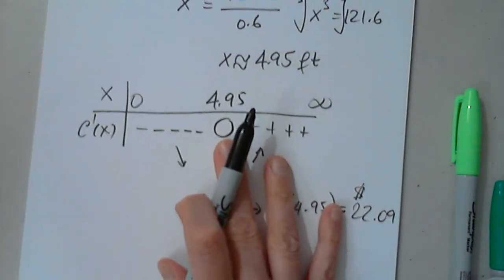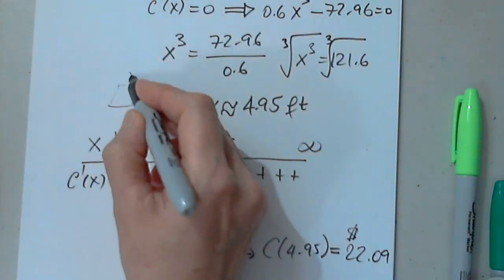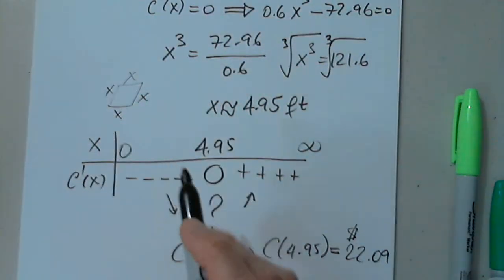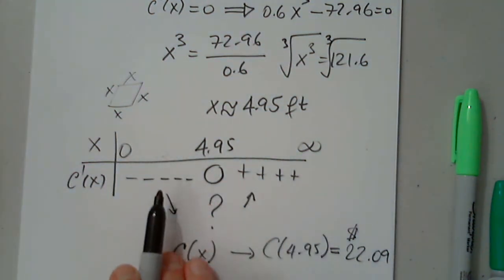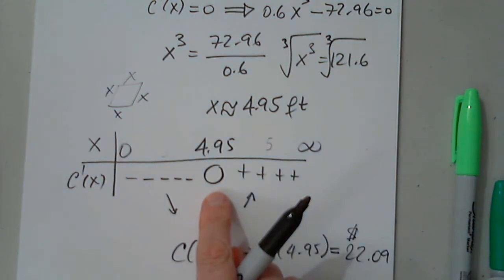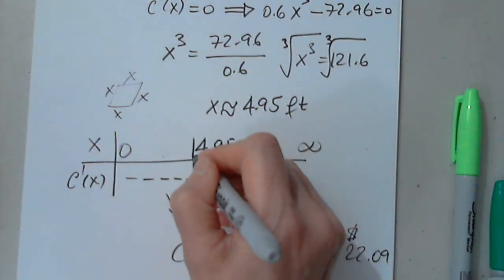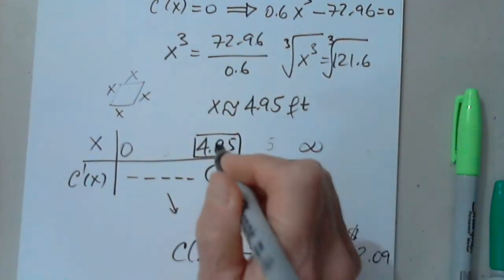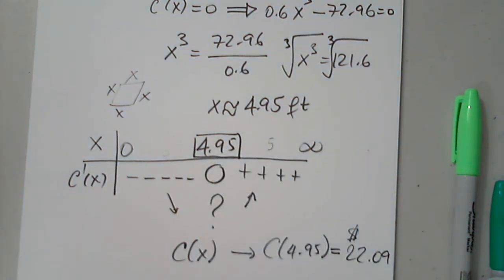So now if you choose, so this is x, x, x, x. If you choose 3, you're not going to get the minimum cost. If you use 5, you're not going to get the minimum cost. The minimum cost is only here, at this number and no other number.